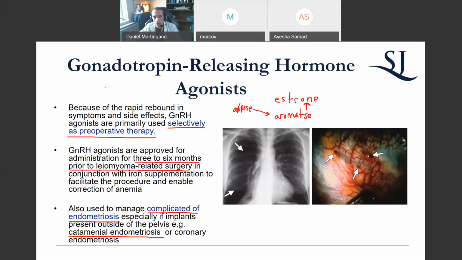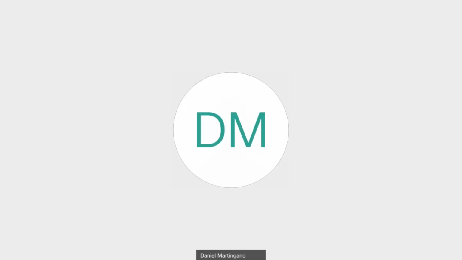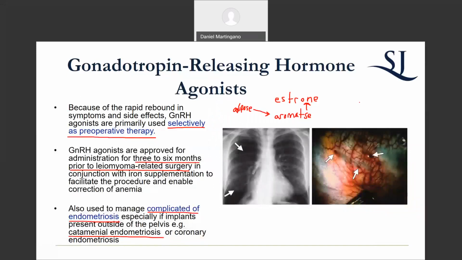So this is why GnRH agonists are used. And basically, they strike a balance between the symptomology of it and the symptomology of the actual endometriosis itself. So it's very difficult. Or myomectomy or stuff like that. I'll get into the surgical management.